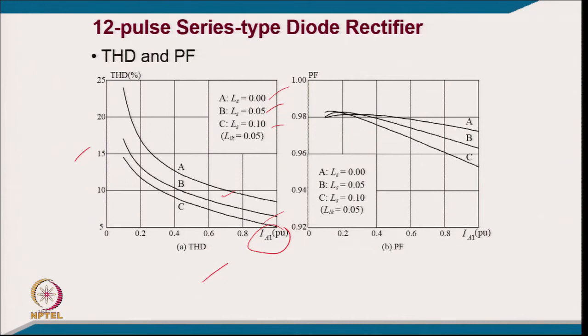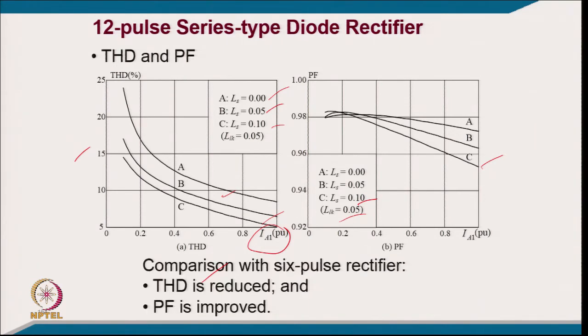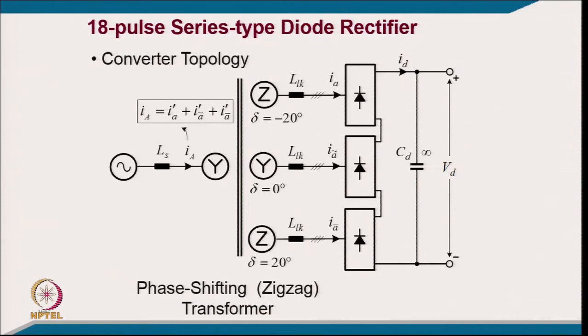However, you will see that in spite of reducing the THD, this effect of leakage has an impact on the power factor, because it introduces some displacement factor. Because of the overlap angle it draws some reactive power from the supply. That is the reason the power factor goes down as the load changes. So, compared with the 6 pulse rectifier, THD is reduced and power factor is improved.